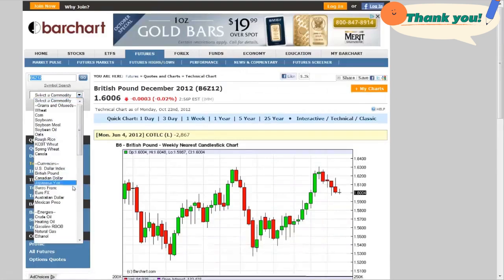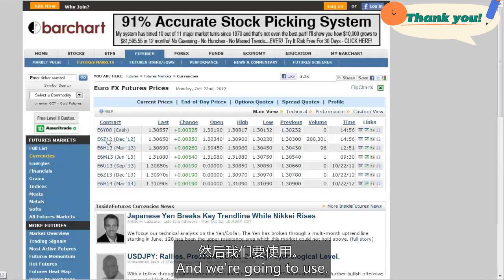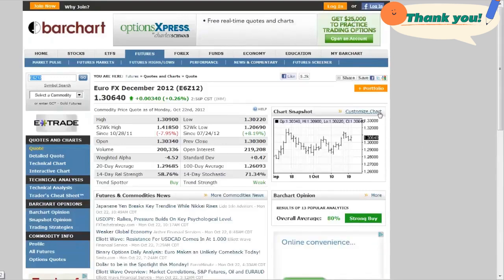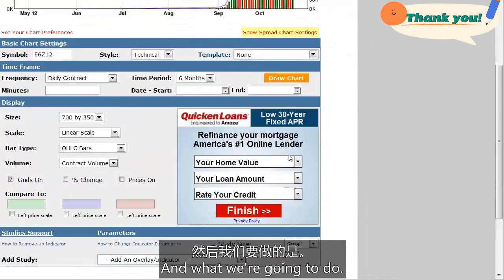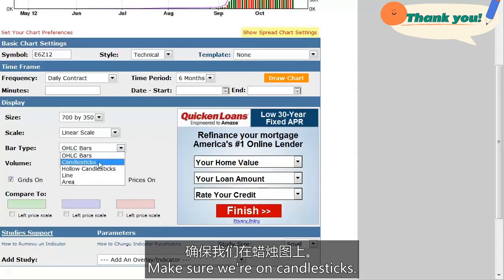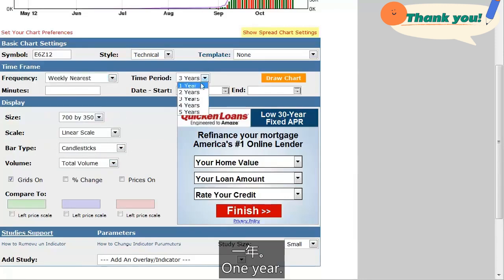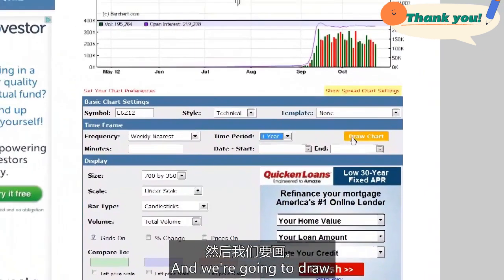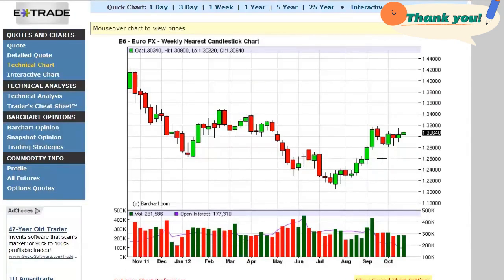So we're going to go over to this tab here. We're going to go into the Euro FX tab, and we're going to use the first contract month. Go over to Customize, scroll down, and what we're going to do is just make sure we're on candlesticks. We're going to use the weekly nearest, 1 year, making sure total volume is clicked, and we're going to draw the chart, and we will arrive at the euro.